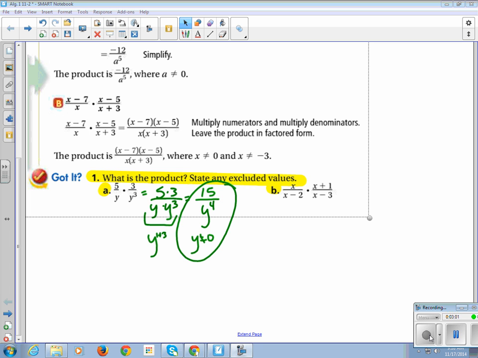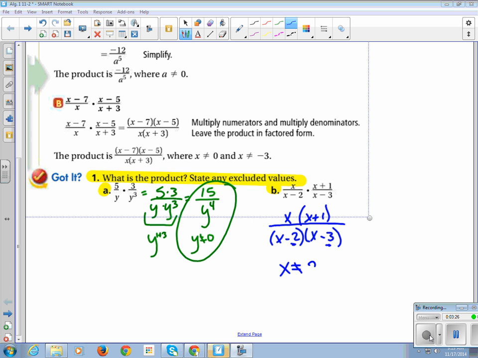Alright, so for B, we have the tops multiplied together and the bottoms multiplied together. Now I need to exclude any values, and I just want to take the opposite of whatever numbers I have next to my x. So the opposite of minus 2 is plus 2. And the opposite of minus 3 is plus 3. So x cannot equal 2 or 3. And all of that is minus.